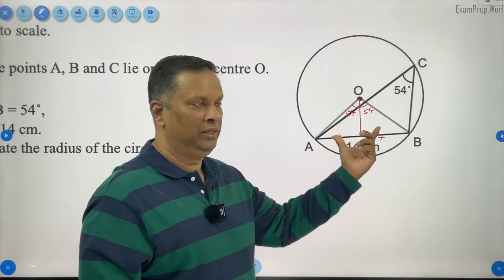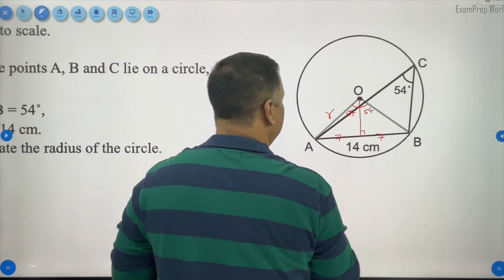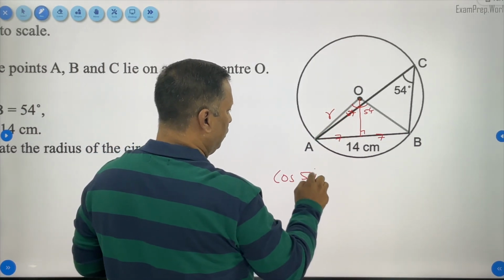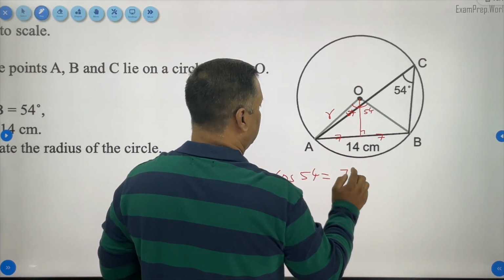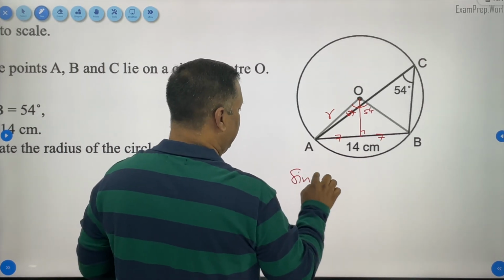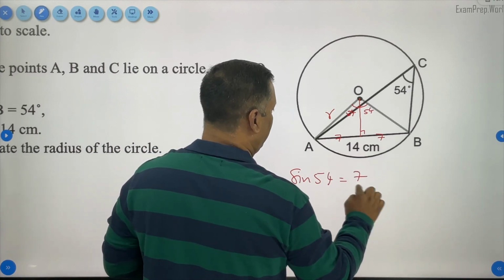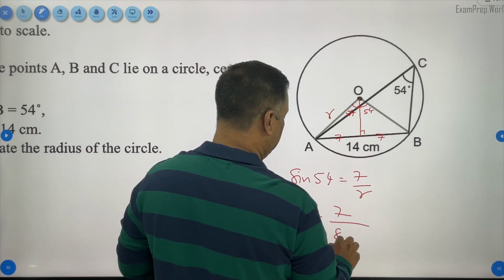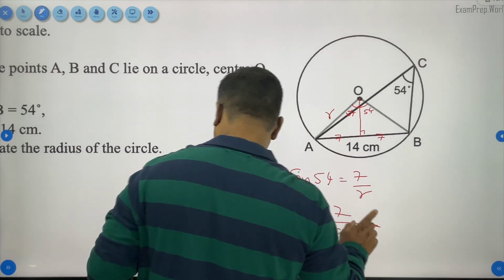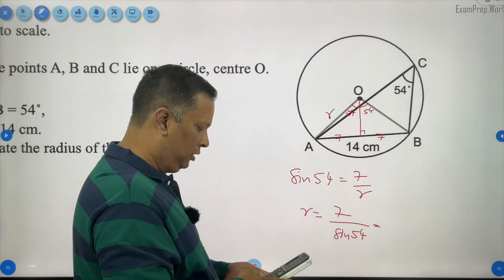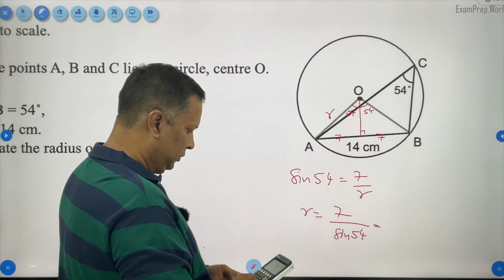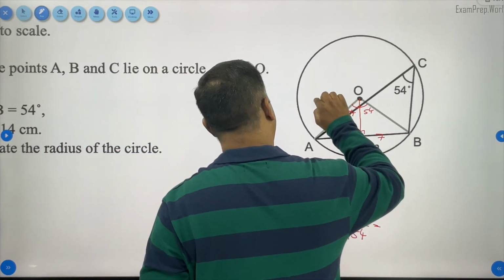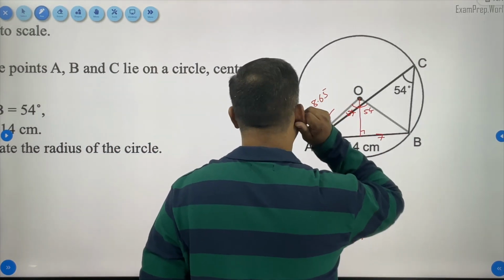Now you have to use trigonometry to find the radius. This is radius. You have opposite side and you have hypotenuse. Opposite means sine. Sine of 54 equals to 7 upon r. Therefore, r equals to 7 upon sine 54. And this will give you your radius. Let's calculate, it is 7 divided by sine 54, 8.65. How much is the radius? 8.65 centimeters.